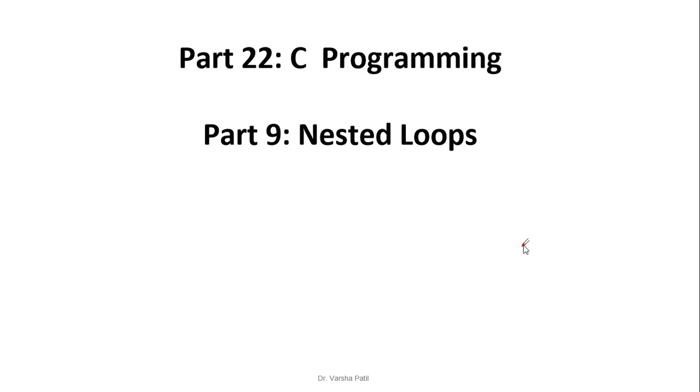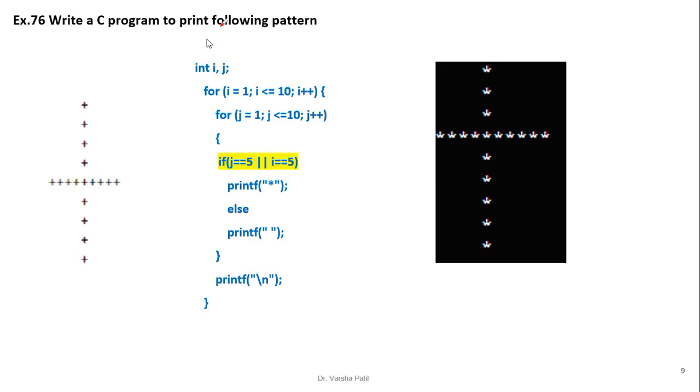This is the 22nd video on C programming, and in this video I am going to continue with the nested loop exercises. Now start with exercise 76. Write a C program to print the following pattern. From this pattern it is very clear that when our column is at a particular location and when the row is at a particular location, we have to print plus or any sign. So I have used star here, but we can write plus also.